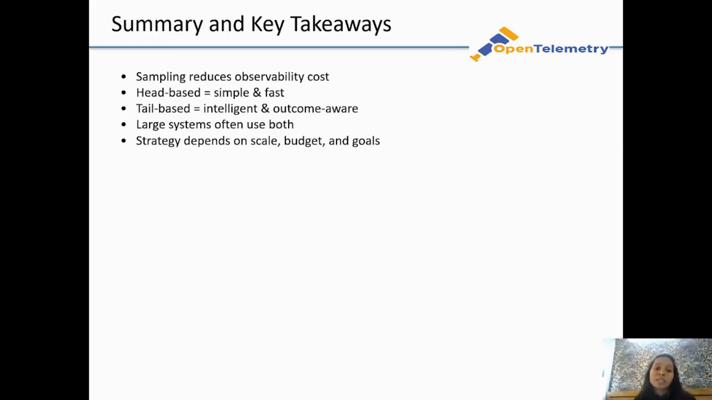Now the last part: let's summarize everything. What we have covered in this section is that sampling helps reduce observability cost without losing insights. Head-based sampling is simple, fast, and efficient. Tail-based sampling is intelligent and outcome driven. Large systems often use both together. There is no one-size-fits-all strategy. The sampling decision should always depend on the scale, the budget, the system complexity, and the observability goals. This is all about what sampling is and what the types of sampling are.